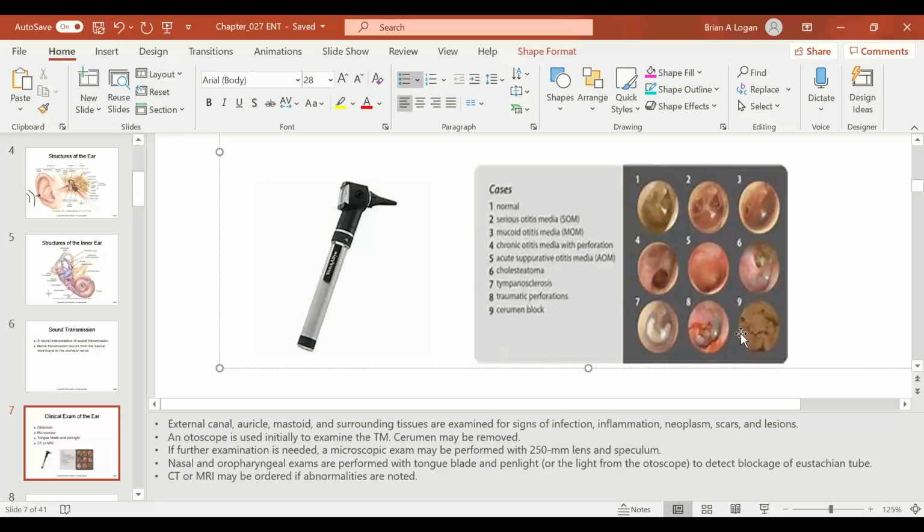And then number 9, this is a blockage. It says of cerumen. What's cerumen? Earwax. Earwax, right.